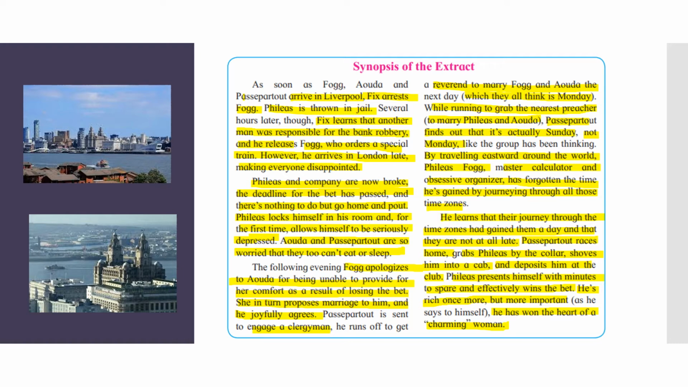Fogg and company are now broke and the deadline for the bet has passed and there is nothing to do but go home and pout. Fogg locks himself in his room and for the first time allows himself to be seriously depressed. Auda and Passepartout are so worried that they too can't sleep or eat.